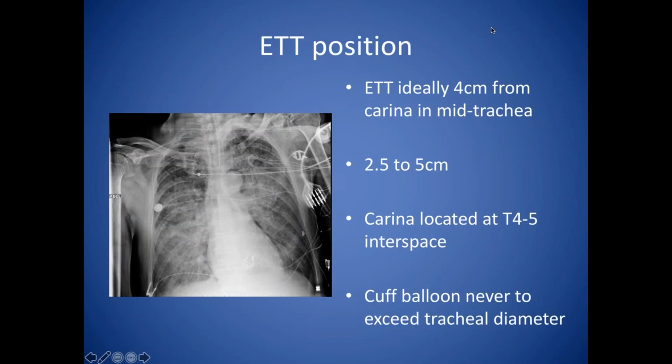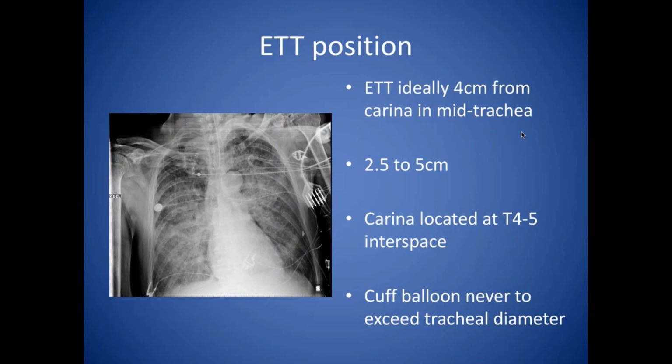Okay, so what's the relevance of this to ITU? Most patients on ITU, although not all of them, will have an endotracheal tube. And it's often asked quite a lot of clinicians and of radiologists, where is the ideal place for the ET tube to be? So ideally, it should be 4 centimeters from the carina in the mid-trachea, but it is allowed to be anywhere between 2.5 and 5 centimeters.